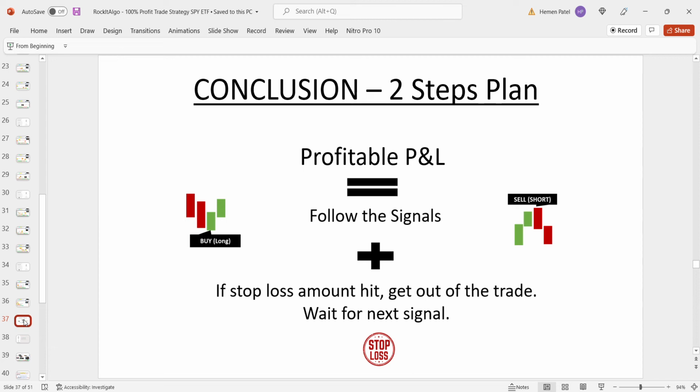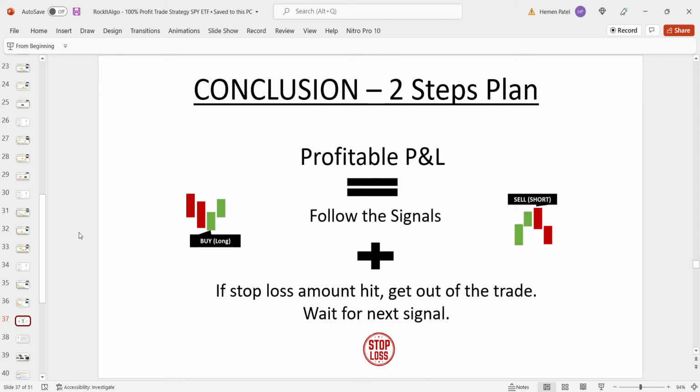Just keep following it if you want to trade SPY. Don't worry, we'll be developing strategies for different types of stocks, bitcoins, and forex also. So follow the signals without emotions, and if the stop loss amount is hit, get out of the trade and wait for the next signal. You can even go from signal to signal, as you said, without the stop loss. You're going to be in profit. We showed you most recent trades across, before April 14th.